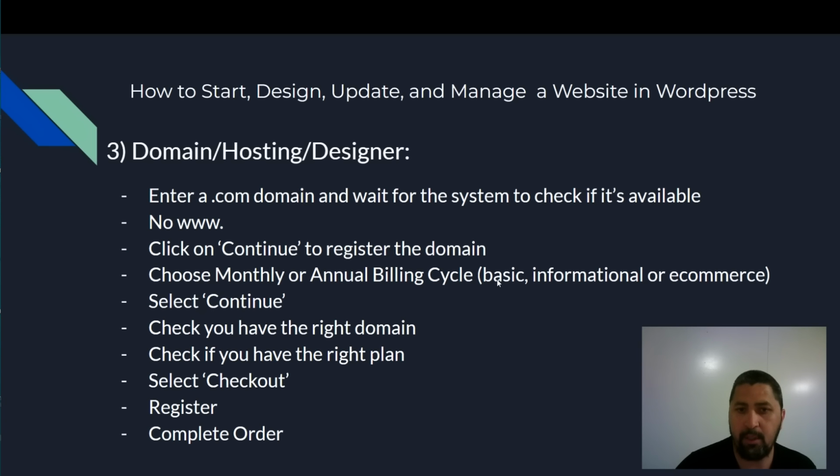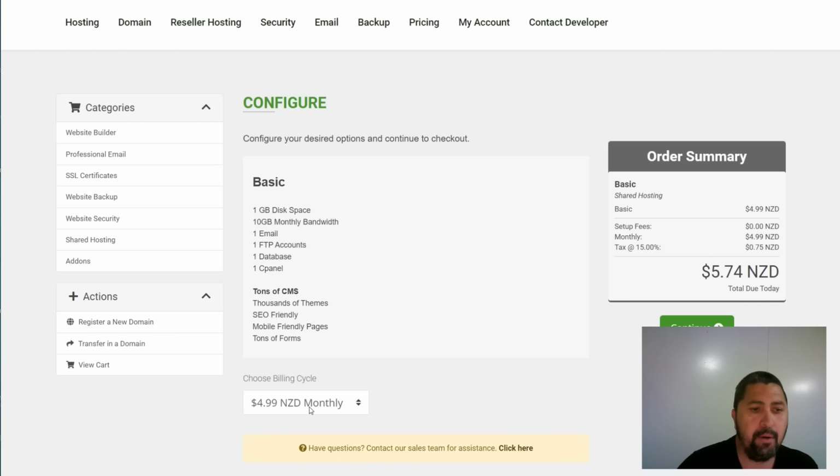If you've chosen the informational or e-commerce plan, all you have to do in the next step is to choose either the monthly plan or the annual billing. Like what I said before, the annual billing is a little bit cheaper than the monthly billing, because in the long term with the yearly billing, you actually get 2 months free once you choose the annual billing. So in this case, I'm just going to choose the monthly billing and click on continue.